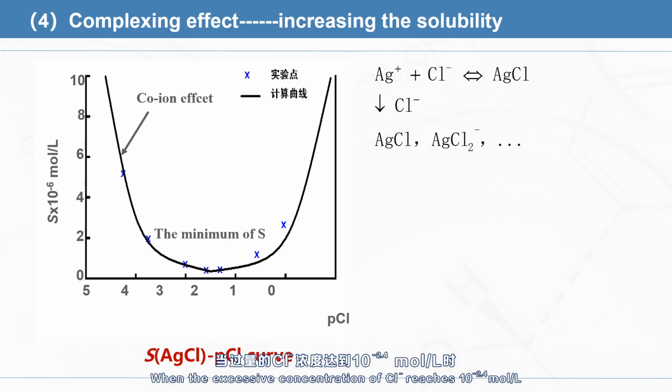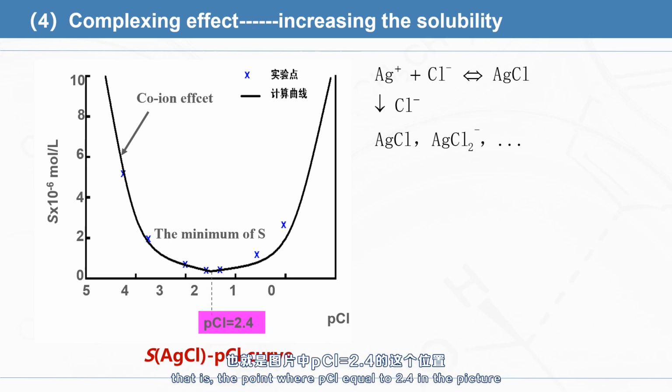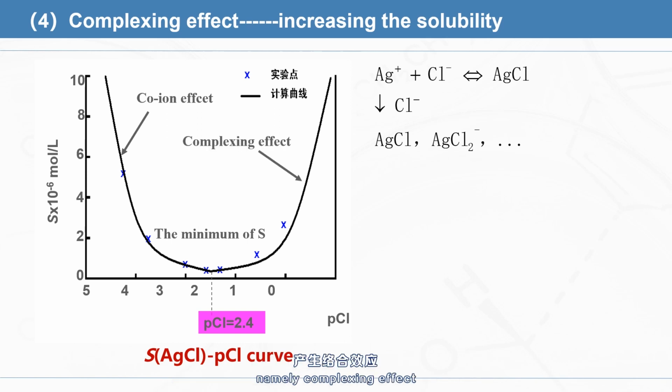When the excessive concentration of chloride reaches 10 to the minus 2.4 power mole per liter, that is, the point where pCl equals 2.4 in the picture, the solubility of silver chloride is the lowest. As the concentration of chloride further increases, stepwise complexation will occur between chloride and silver, namely complexing effect, which leads to the gradual increase of the solubility. So the precipitate solubility in the figure shows a significant rising trend.